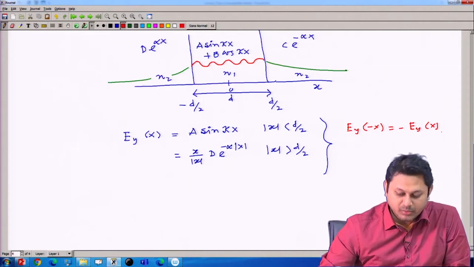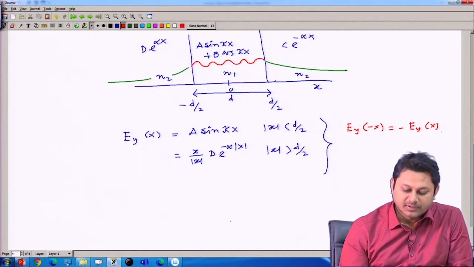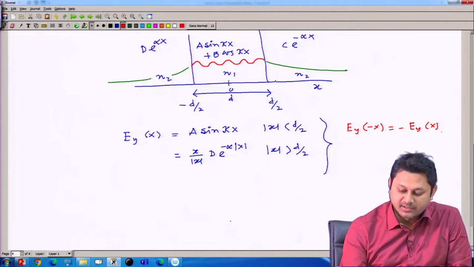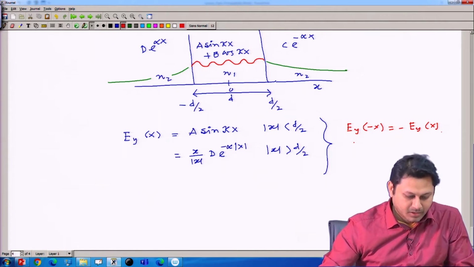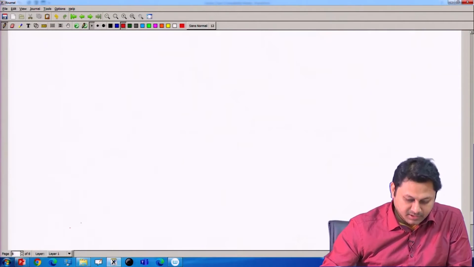This is the way one can define the antisymmetric solution, and this x divided by mod of x takes care of this issue. Please try to do it by yourself and check whether the solution given here follows the condition written in red ink on the right hand side of these two solutions. Again, for these two solutions I have the boundary conditions, so I need to put the boundary conditions here as well.